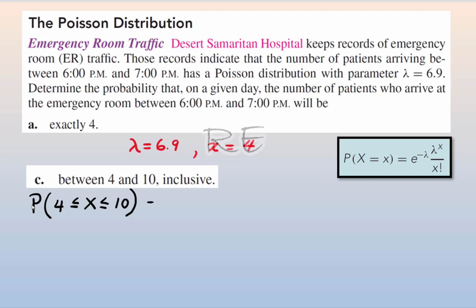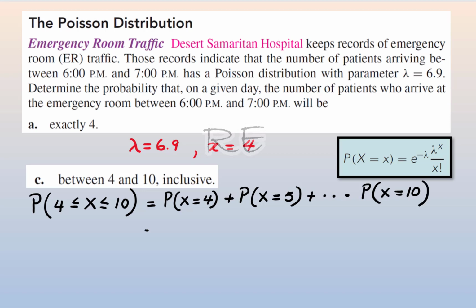We'll have P of capital X equal to 4 first, then plus P of capital X equal to 5, plus and so on up to P of capital X equal to 10. So it's 5, 6, 7, 8, 9, 10.